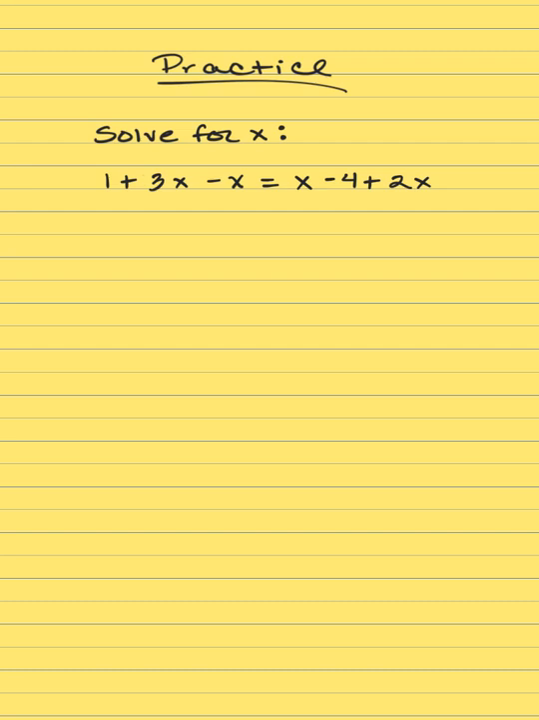Remember, the first step in solving an equation is to combine like terms on either side of the equal sign. On the left side, that would mean we're combining the 3x and the -x. And on the right side, that means we're combining the x with the 2x. When we do this, we are left with 1 plus 2x on the left side and 3x minus 4 on the right side.